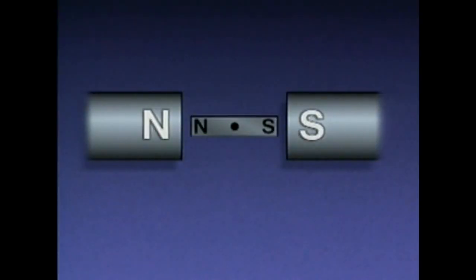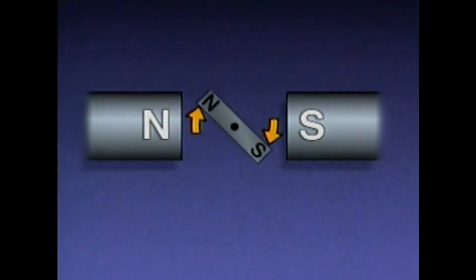Now we can see that there is a pair of each type of magnetic pole in this situation. There are two north poles, which are next to each other, and two south poles, which are also next to each other. Like poles repel each other, so the interaction of the magnetic fields causes the bar magnet to rotate, and that's an example of motor action.